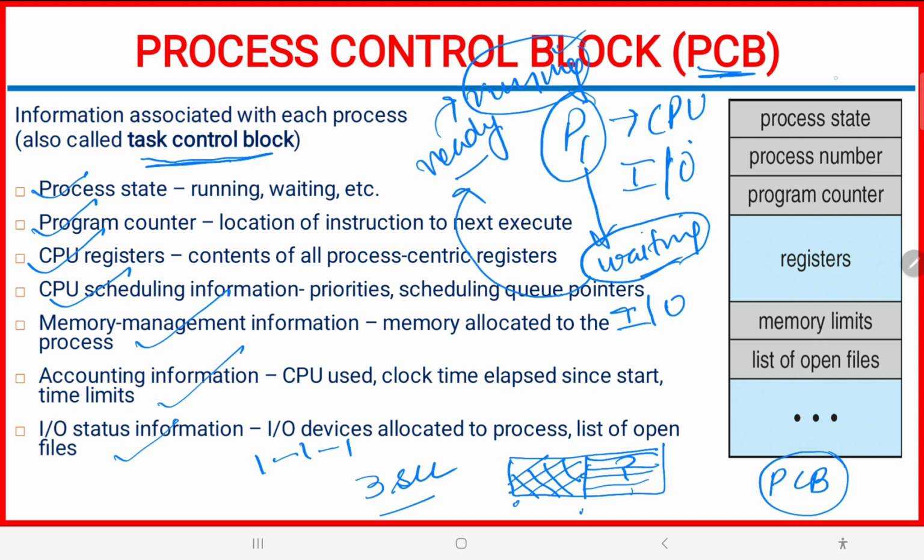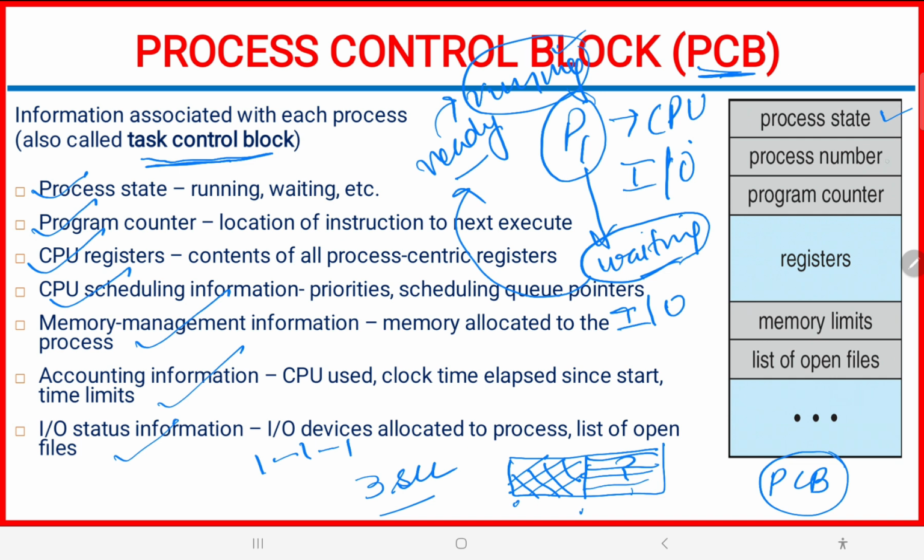For example, if we see the things which are mentioned over here, the very first thing is process state. It specifies what is the state of that process as of now. It can be in a newborn state, it can be in a ready state, it can be in a running state, it can be in a waiting state, or it is halted, and so on. That information is stored in this part of the process control block.